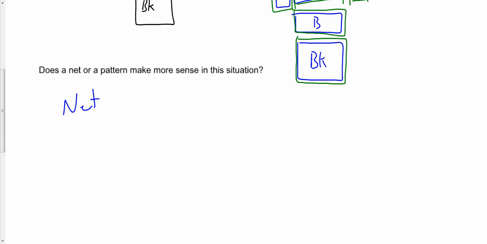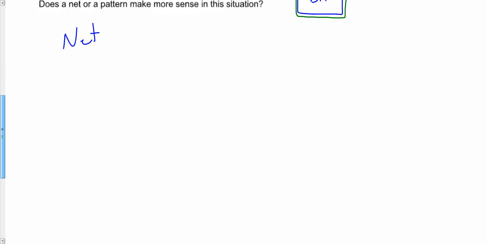The net diagram would be easier to manufacture. There's less glue, less material that would be required to make it. That would make the box a little bit cheaper. Also, because it's a single piece of material, it would be a little stronger. And so therefore, a net diagram would seem to be the best possible option in this particular case.